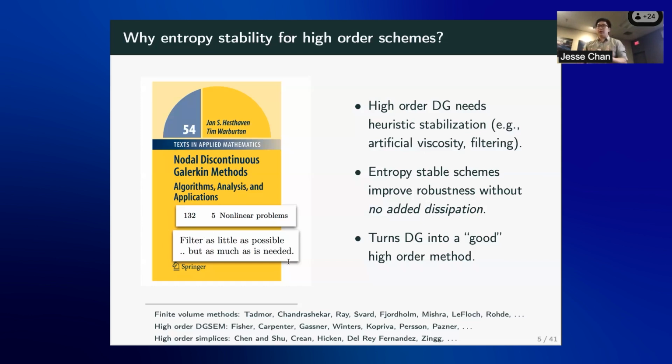And there are some modern schemes which do a much better job of figuring out where exactly to stop this filtering. But for a lot of the existing stabilization methods, when I started this work, it was hard to tell where the line was between as little as possible and as much as needed. So the idea behind these entropy stable schemes is that they should improve robustness without actually adding dissipation, to provide a fundamentally different stabilization mechanism. And while it doesn't turn your DG method into a bulletproof method, I would say it turns it into a "good" high order method, something akin to a second order finite volume scheme.